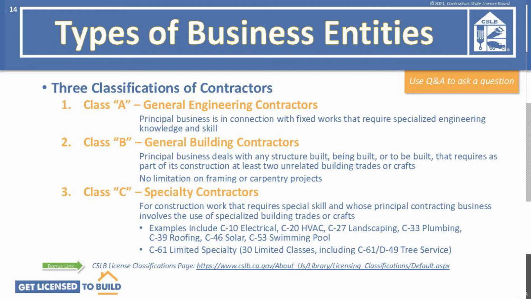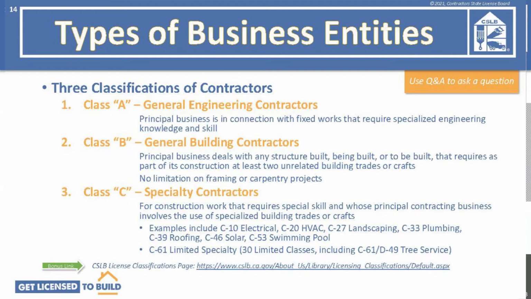In other words, a B contractor shouldn't take a prime contract for any project involving trades other than framing or carpentry, unless the prime contract requires at least 2 unrelated building trades other than framing or carpentry. There is no limit on B contractors to stop them from taking on projects that only include framing or carpentry.